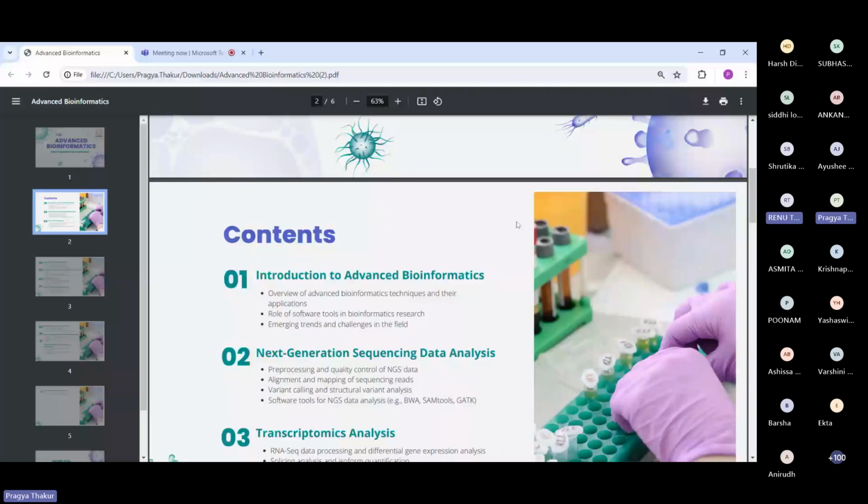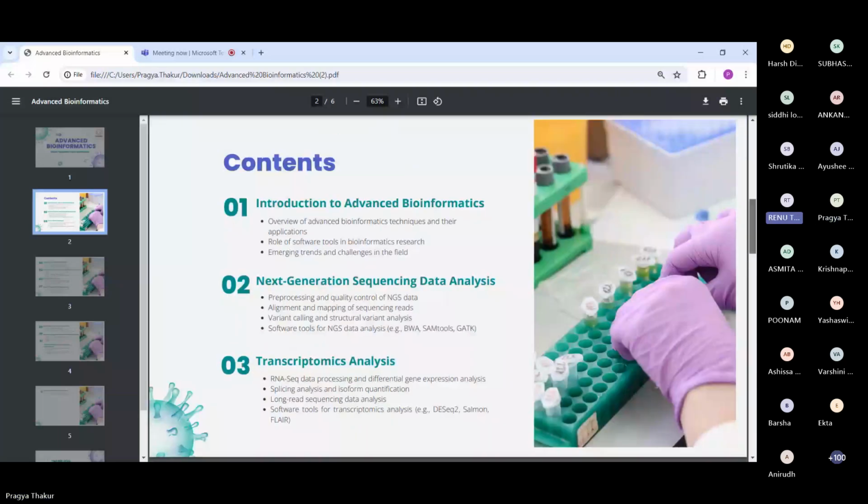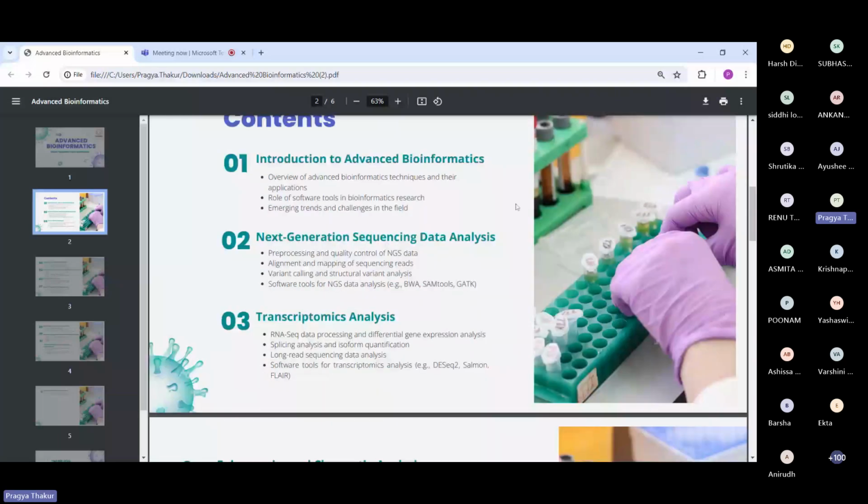Yes, same PPT, sir. I had made those notes, so I can just try to explain from here. But that was in detail, that was a much more detailed portion which I was covering for the introduction to advanced bioinformatics.